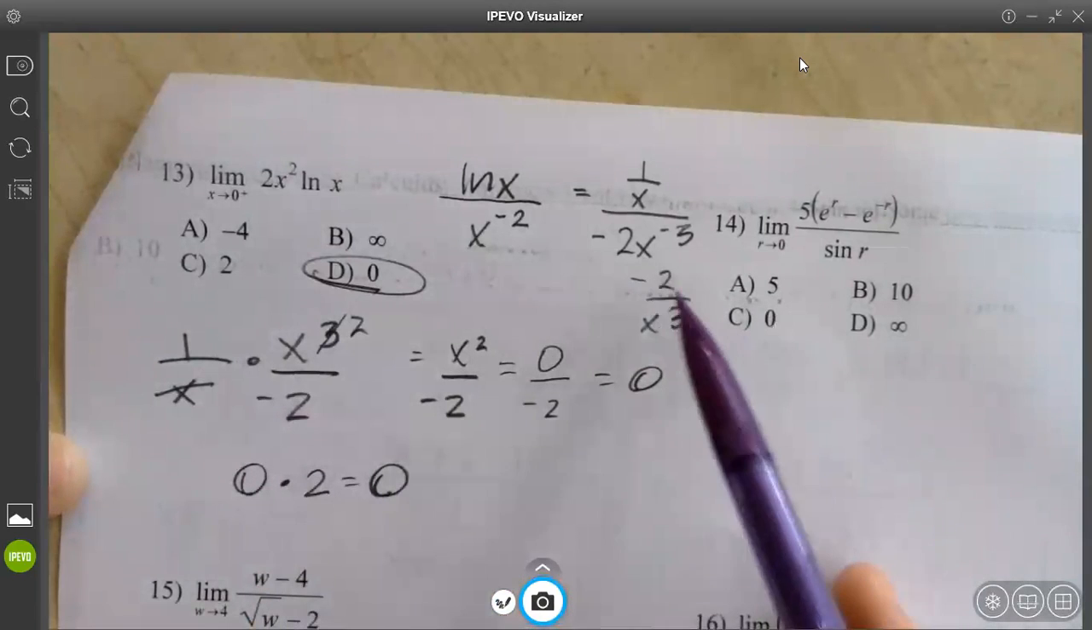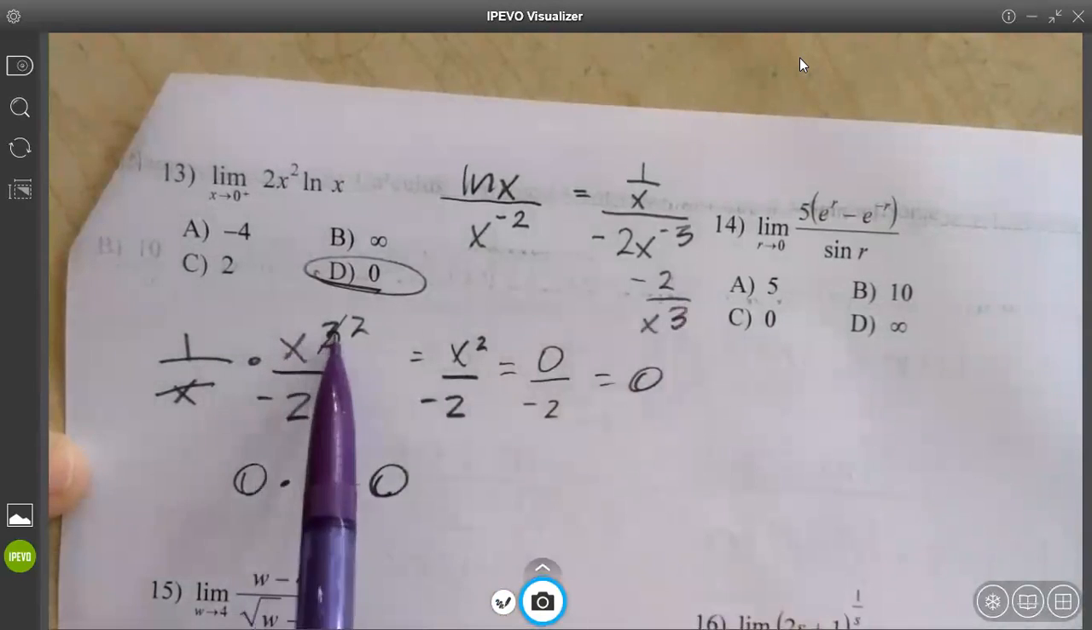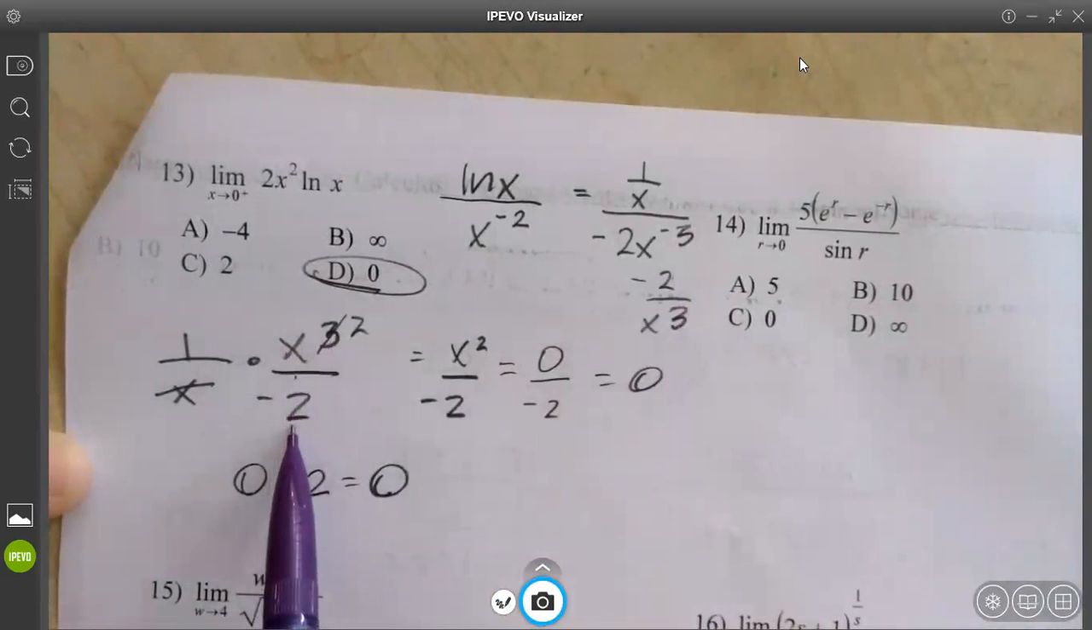Okay, so this is a fraction. Instead of dividing the fraction, we flip and multiply. So we flip that: x to the third over -2. The -2 is still hanging out there.